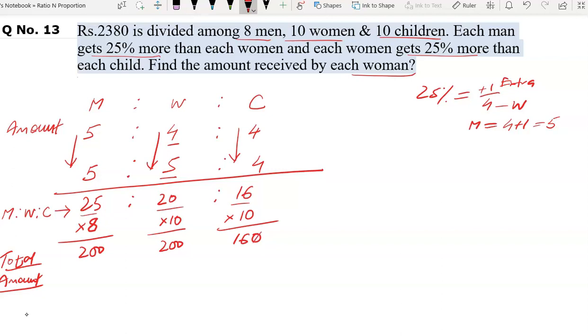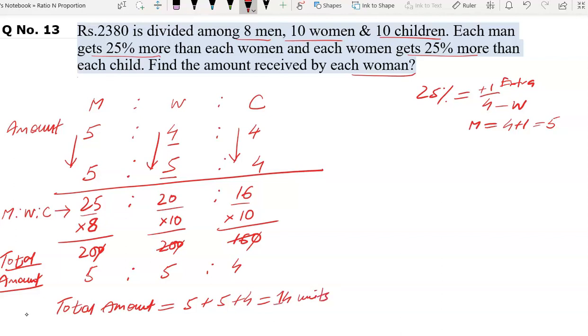Now we can minimize this ratio. 5s are 4, 5s are 4, and 4s are 4. So total amount will be how much? In units, we will have to add this. 5 plus 5 plus 4 is equal to 14 units. And this is the total amount.